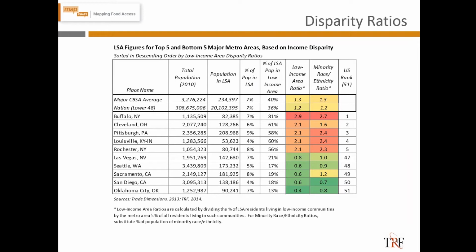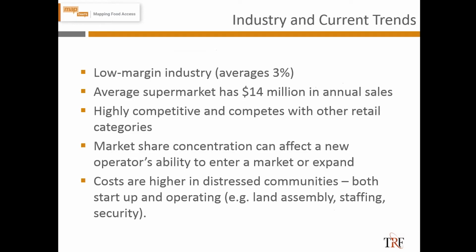In terms of our most recent study, we looked at disparity ratios, so we're looking at the extent to which low-income areas are disproportionately affected by food access based on the analysis. We also calculated a disparity ratio based on minority race and ethnicity. As you can see here, you've got some metropolitan areas such as Buffalo, Cleveland, and Pittsburgh right there at the top with notably high disparity ratios in both of those categories. Meanwhile, you have those metro areas at the bottom that actually have the opposite situation. And I would encourage you to read our report if you'd like to see more information related to those figures.